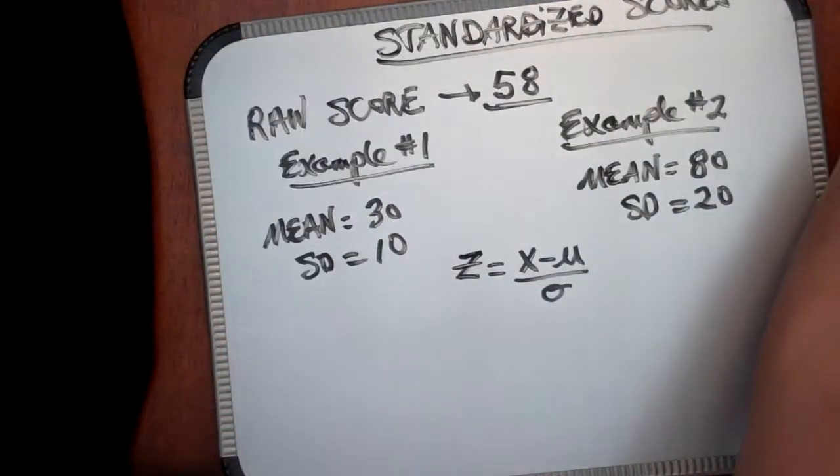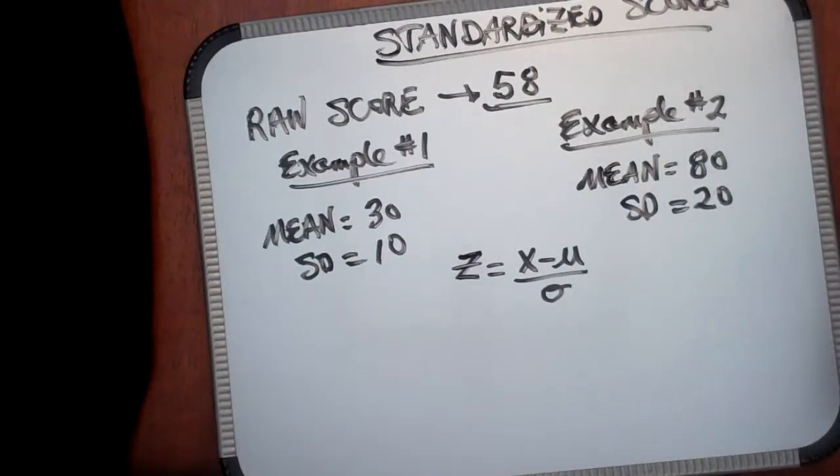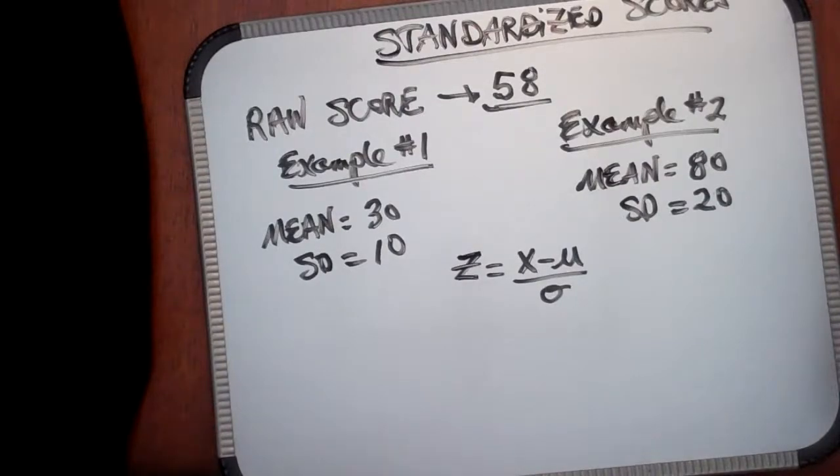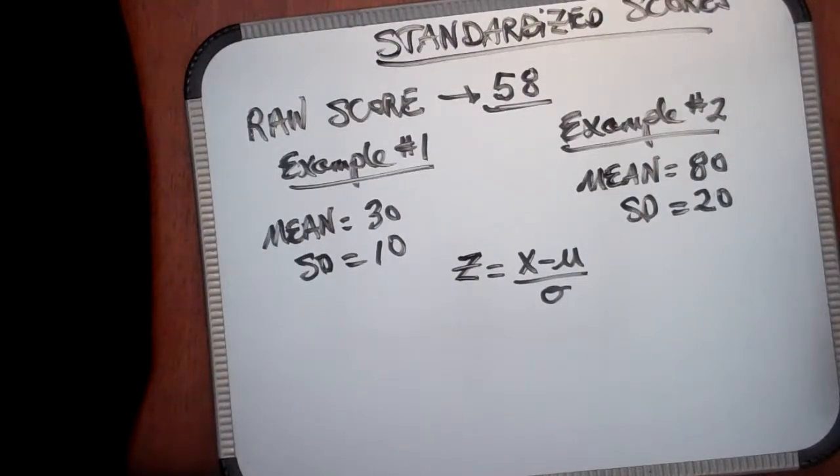Standardized scores, and in this case we're going to be talking about z-scores, are very cool because a standardized score gives you a transformation of a raw score that is immediately interpretable. In other words, you can look at a standardized score and know just from the standardized score where the raw score fell in the distribution. So let me give you an example.